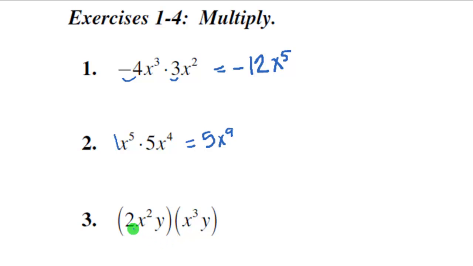Let's go to the next one. Now we have a monomial that is 2x squared y, so we have two variables. And then we have another monomial that is x cubed y. We're going to multiply. Coefficient 2 times 1 is 2. X squared times x to the third is x to the fifth. And then y times y, as you know, is y squared.